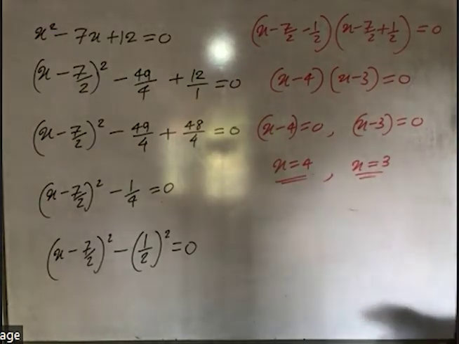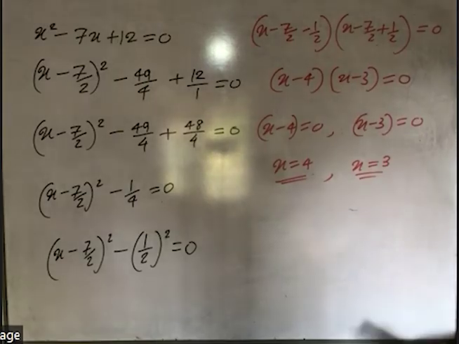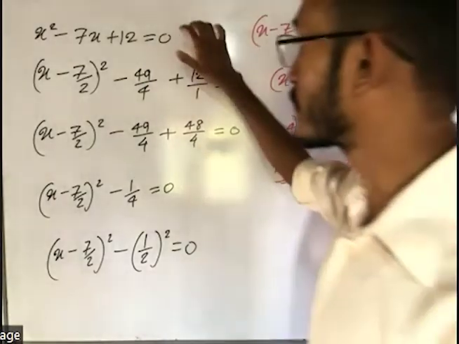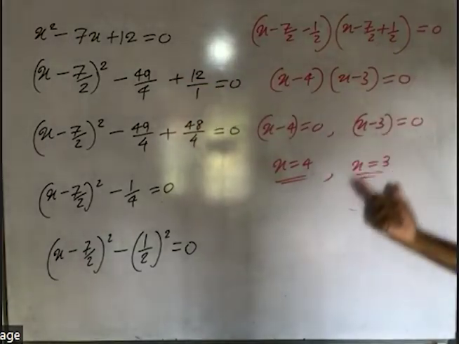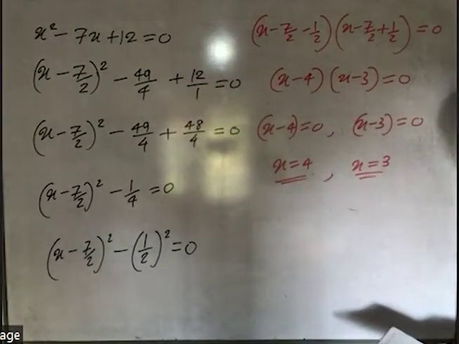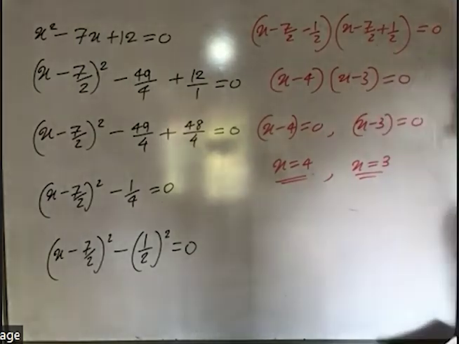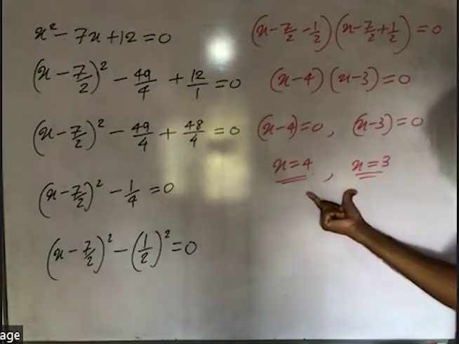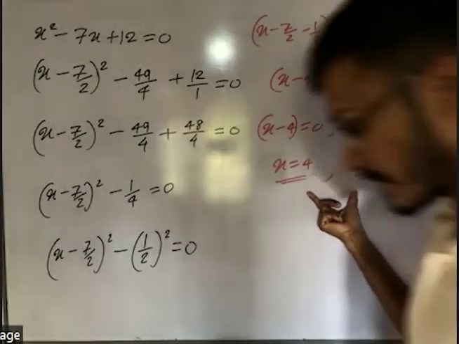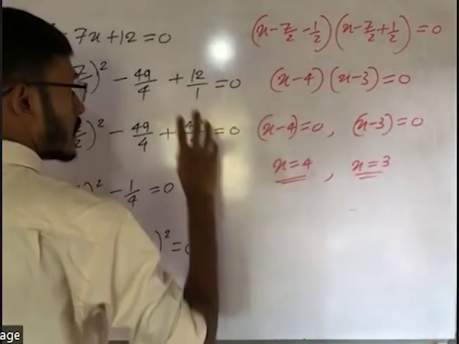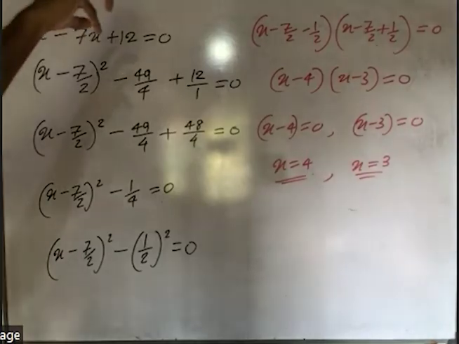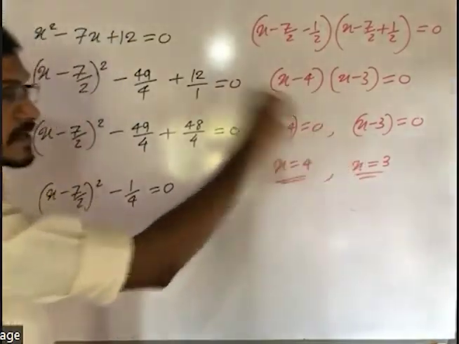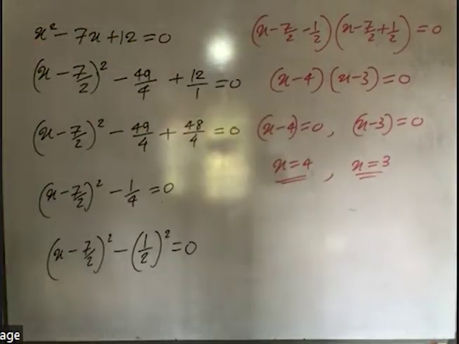Right? So these are the roots or the solutions of this equation. This is the quadratic equation. We can simplify and find the two solutions. So we call them the roots of this equation. So the roots of the equation x square minus 7x plus 12 equal to 0 are x equal to 4 and x equal to 3. Those are the roots.